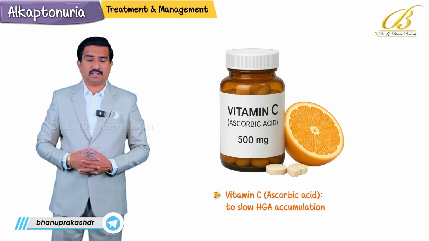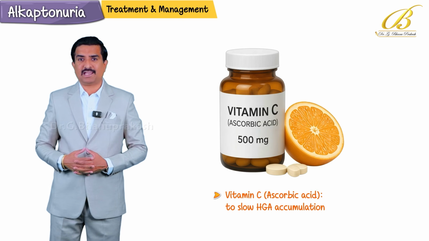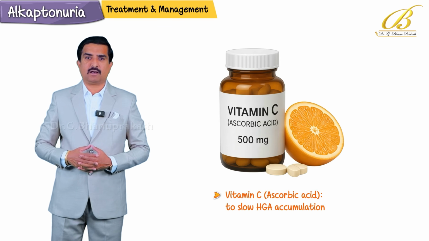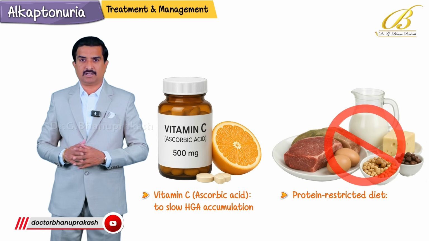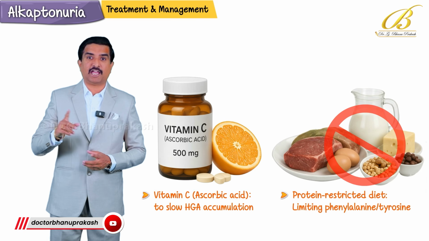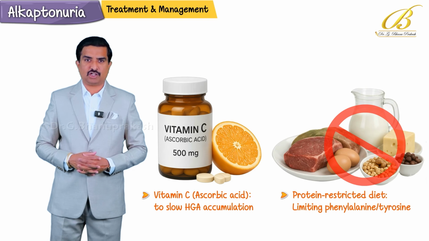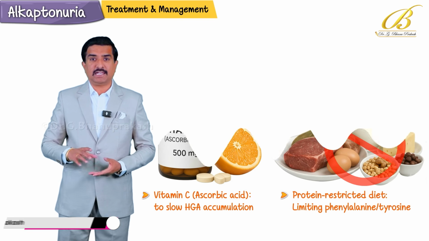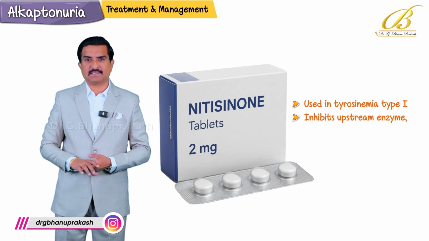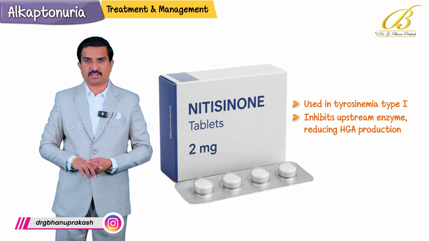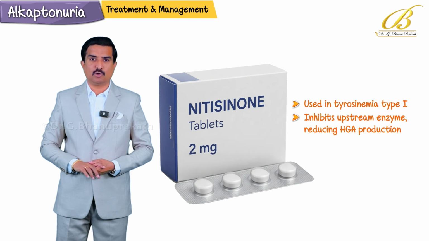Now, vitamin C, that is ascorbic acid, can also be helpful. It is proposed that it slows homogentisic acid accumulation, but the benefits are considered very limited. Another important one is a protein-restricted diet. That is, limiting phenylalanine and tyrosine in the diet is recommended, which is the theoretical rule but rarely practiced nowadays. And the experimental use of nitisinone, which is mainly used in tyrosinemia type 1, inhibits an upstream enzyme, reducing homogentisic acid production, but it is under investigation. So all these are the important points we need to know about alkaptonuria.